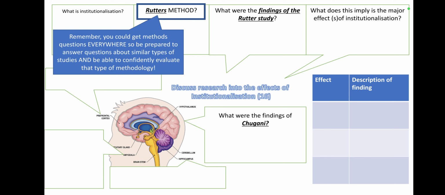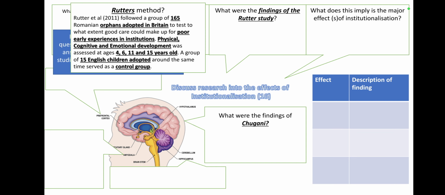So what we want to talk about here then is the methodology put in place by the Rutter study in 2011. Like I say, fill in the summaries as we're going through, but also make your booklets match up with this. So Rutter followed a group of 165 Romanian orphans. As I've already referenced, they were placed into quite poor quality orphanages for the first few years of their life. They were later adopted into Britain, and Rutter wanted to test whether the experience of being in those institutions would have a long-term effect on what we call their physical, cognitive and emotional development.